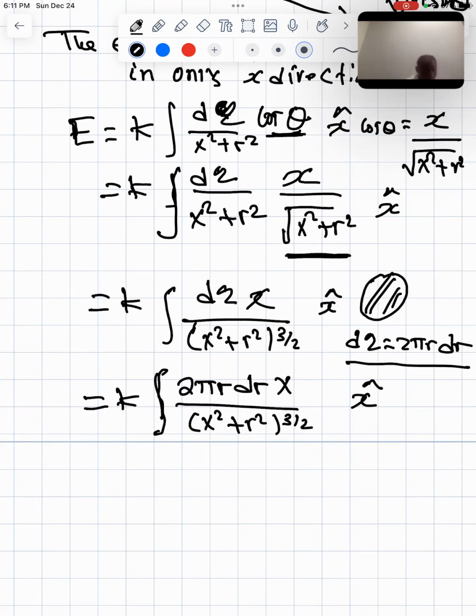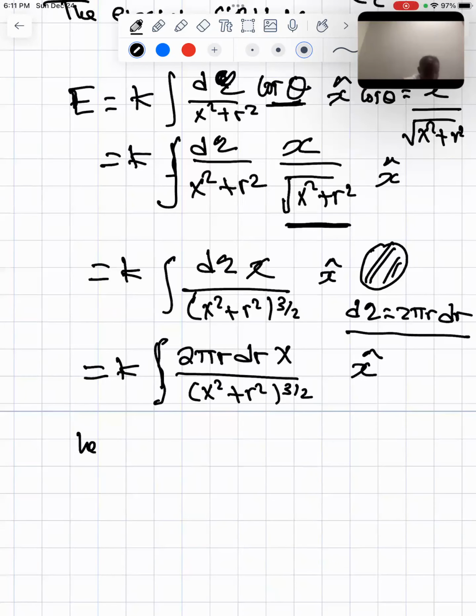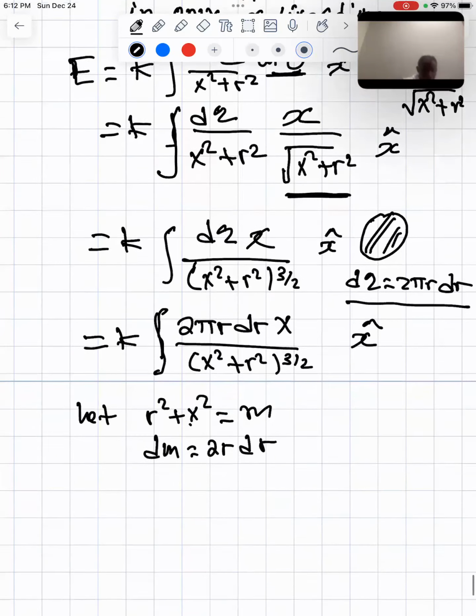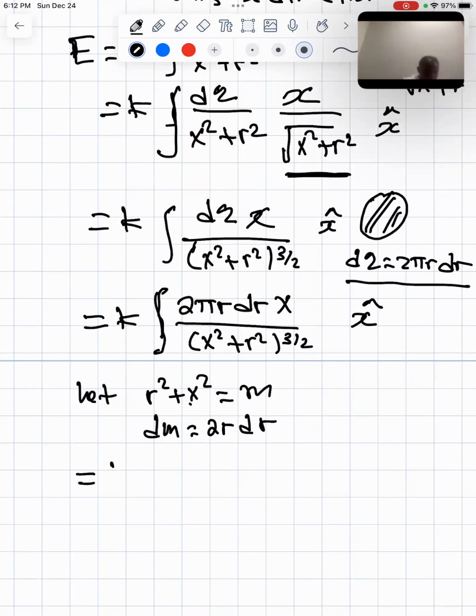Now, it's a matter of simple calculation. From your simple calculus courses, I have to integrate this, but I have to use a trick. So let r squared plus x squared be m. So dm is 2r dr, because x is a constant, don't worry. Now what you have to do is just plug in that value. So 2r dr is just dm.